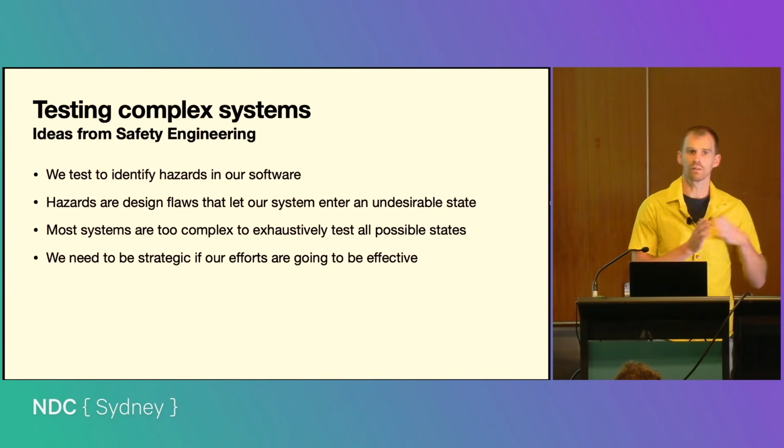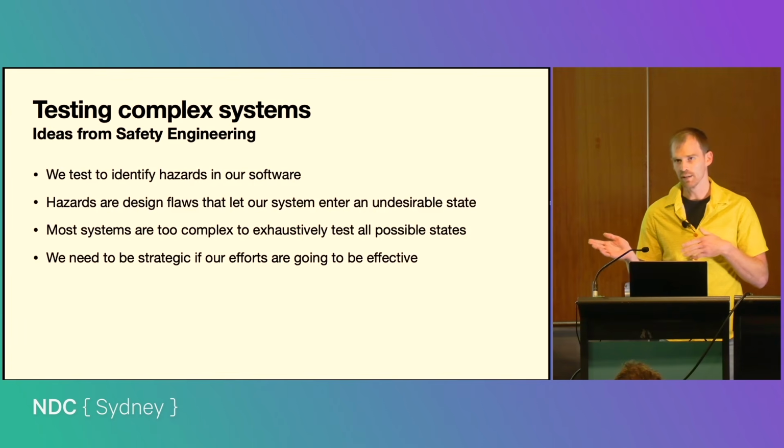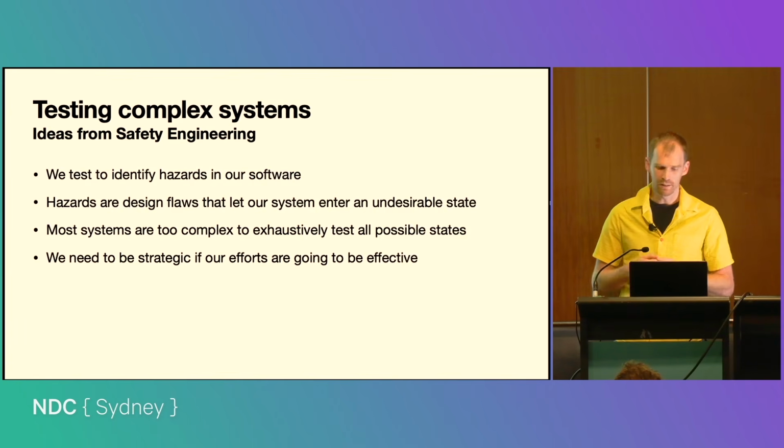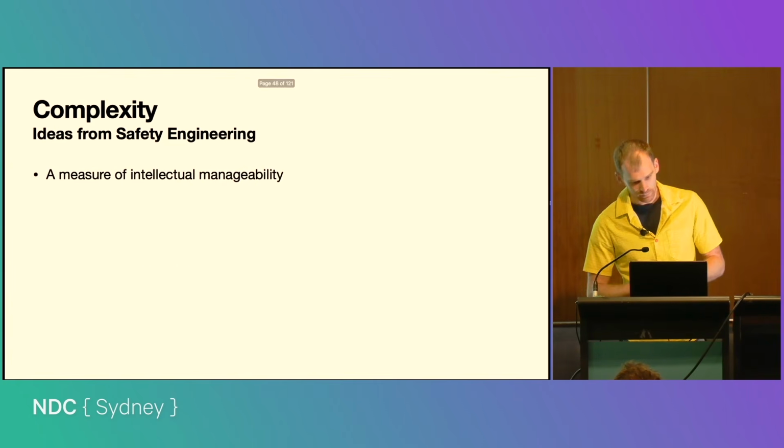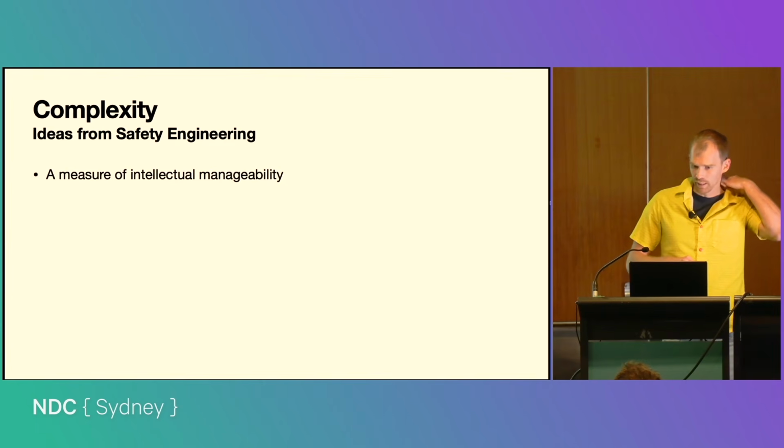Unfortunately, we can't just exhaustively list all of these states and the ways that we can enter them, because in most systems, that's too complicated. There's too many possible states. So if we want to identify hazards, we have to be strategic. And it all comes about because of complexity.